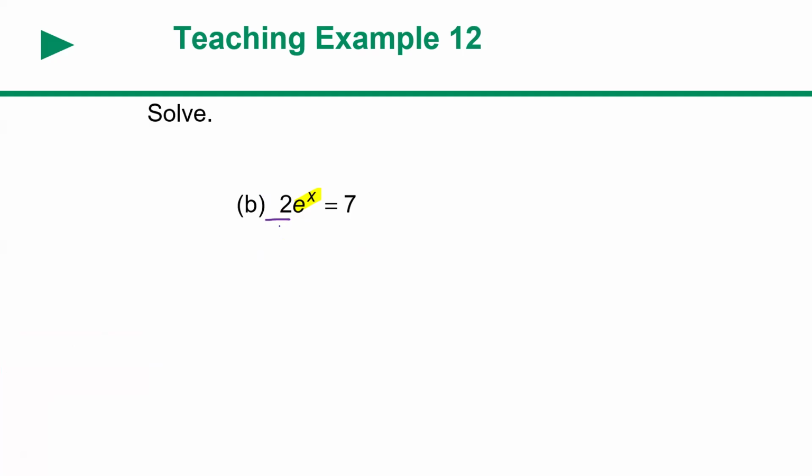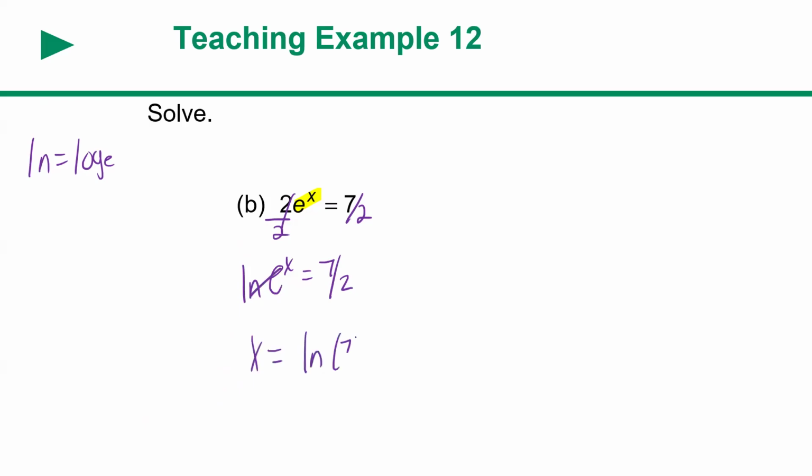Let's try that again. Divide by 2. And we're left with e to the x equals 7/2. Okay? Because we have e as our base, remember how I told you that natural log equals log base e. So in order to cancel out the e, we're actually going to take the natural log. So we're going to take the natural log of one side to cancel out the e. And what I do to one side, I have to do to the other.